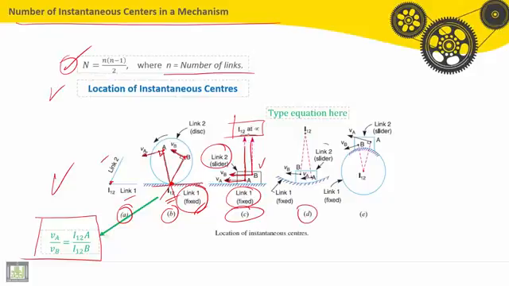Example number 4, we have a slider here, but rotational slider making rotation about the ground link 1, which is fixed. So by the same method, VA, VB, we make the perpendiculars to VA and VB. The intersection gives the instantaneous center of rotation. Okay, it is I1,2.